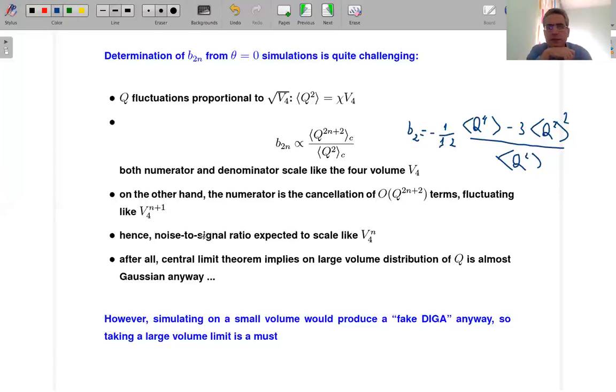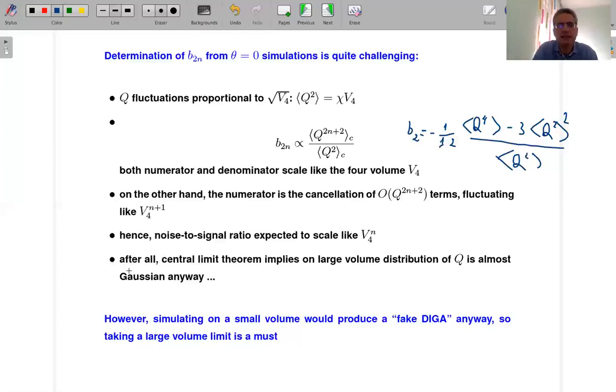So finally, you can deduce that the expected noise to signal ratio for these coefficients scales like the 4-volume to the power of n. So for instance, for B2, it is expected to scale proportionally to the 4-volume of your lattice. And this is the noise to signal ratio. So that means that the signal to noise ratio will become very soon poor as you increase the volume.